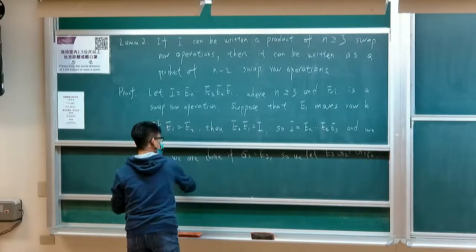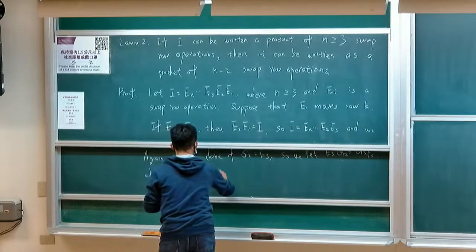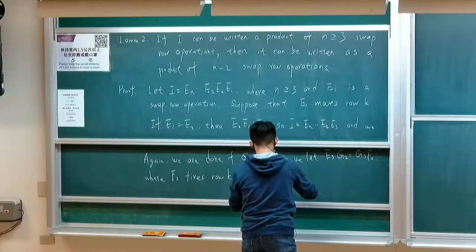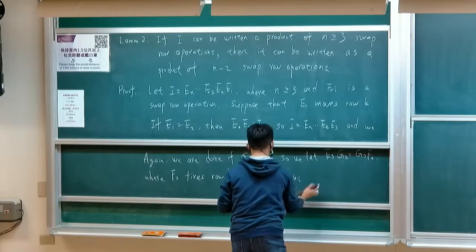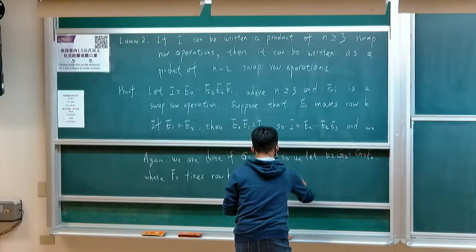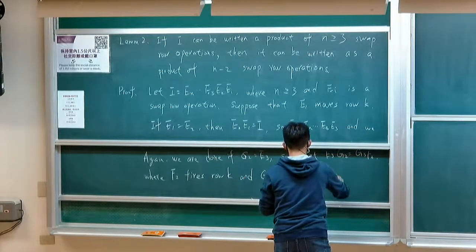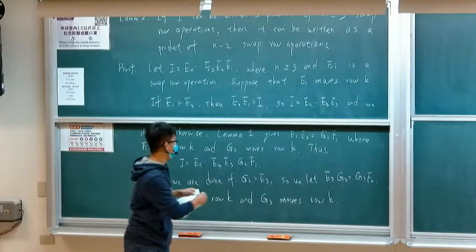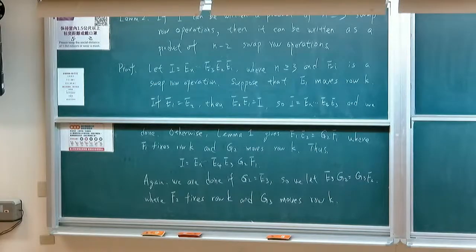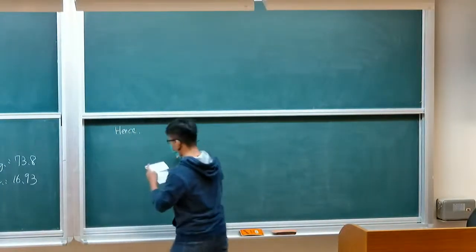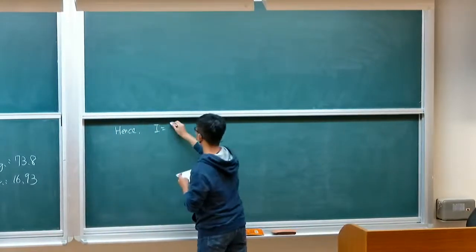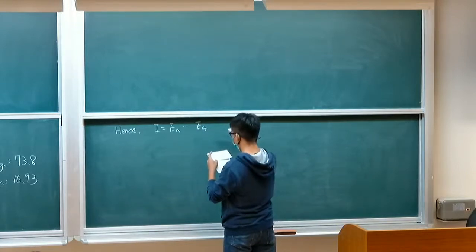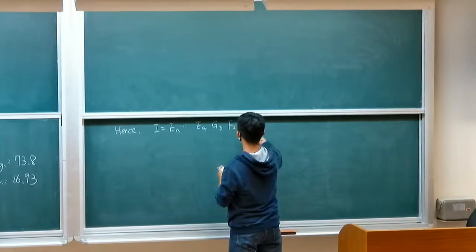Where F2 fixes row K and G3 moves row K. Now for this, we have I is equal to En ... E4 G3 F2 F1.